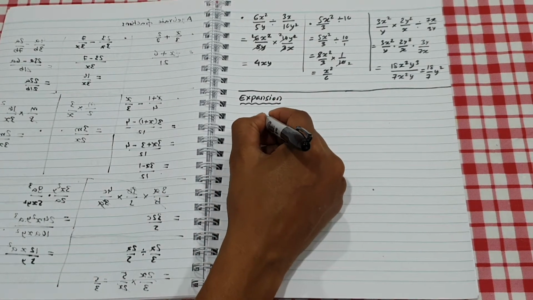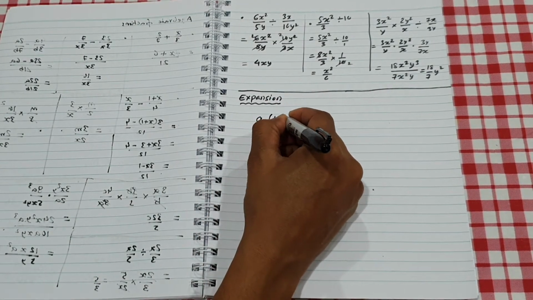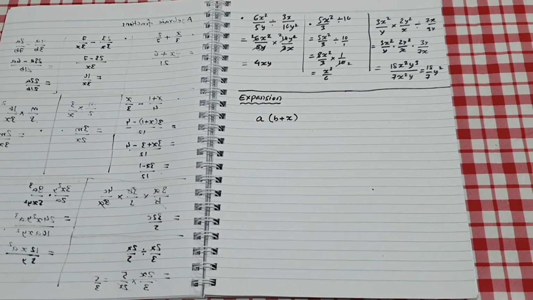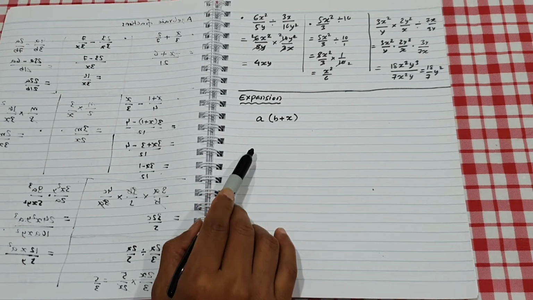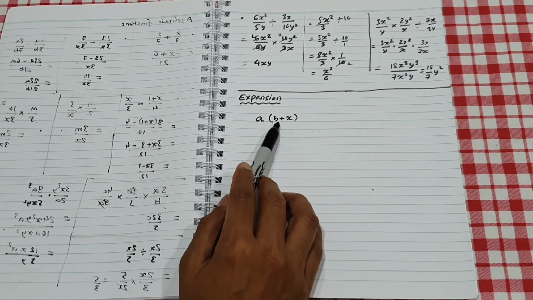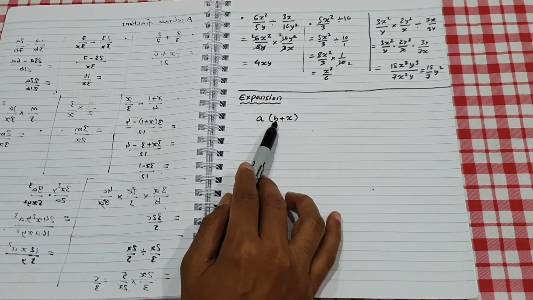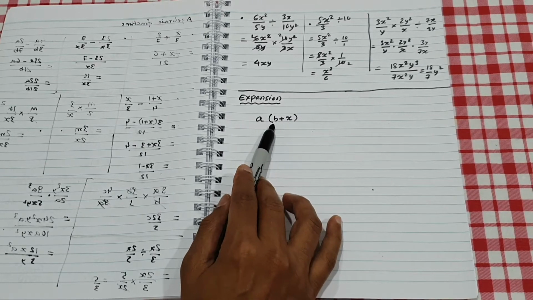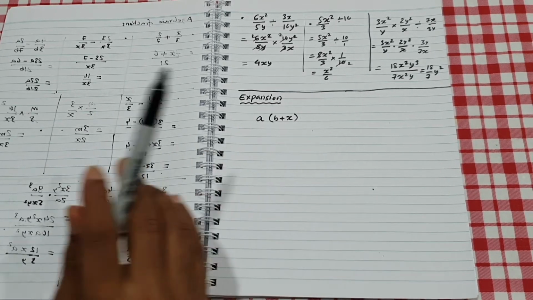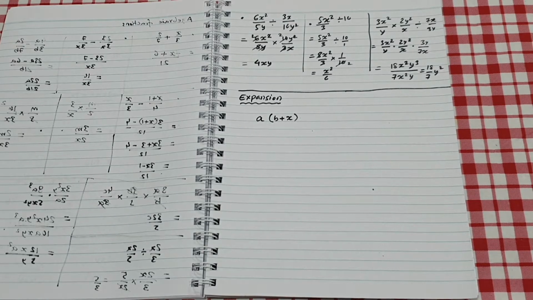So let's say you have a and you have two quantities within a bracket. Remember, in algebra this becomes a bit complex because b plus x cannot be added directly, so they have to be written b plus x every time. Now this is a total quantity which is different from b and different from x. They have to be separately treated.